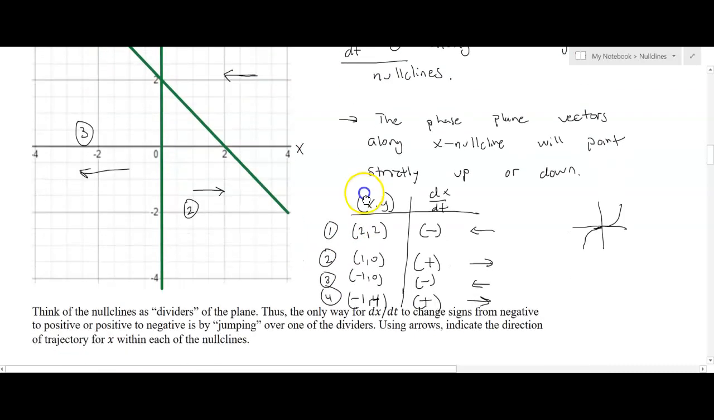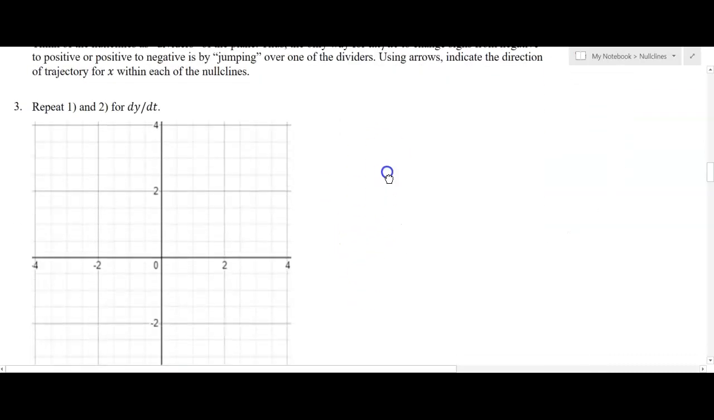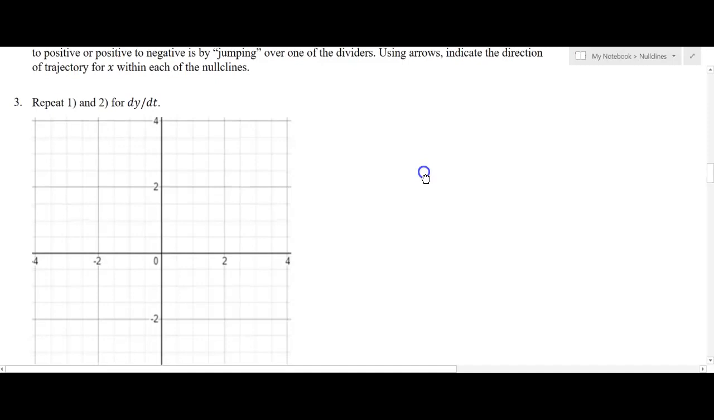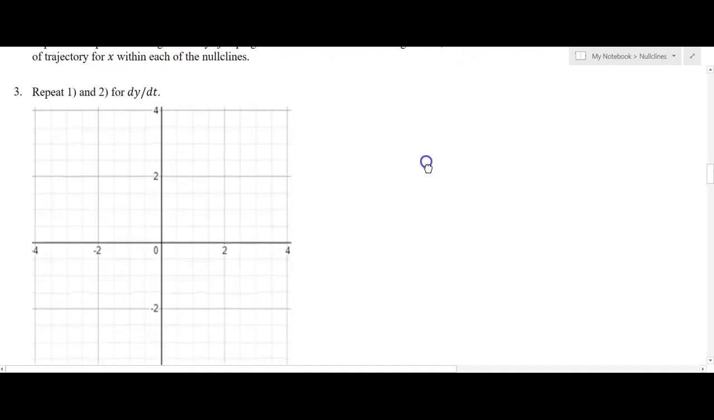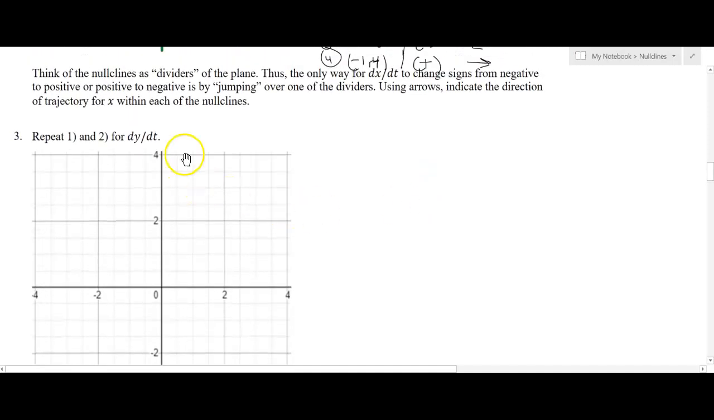Now we're going to repeat this for the y nullclines. So for dy/dt, we again have to find our nullclines for y, and we'll go ahead and do that next.